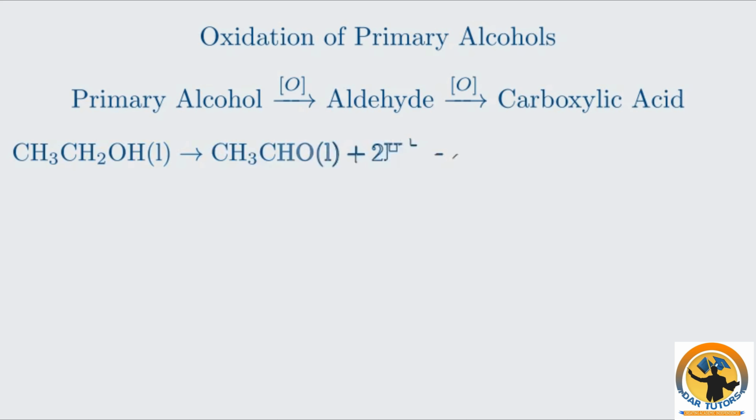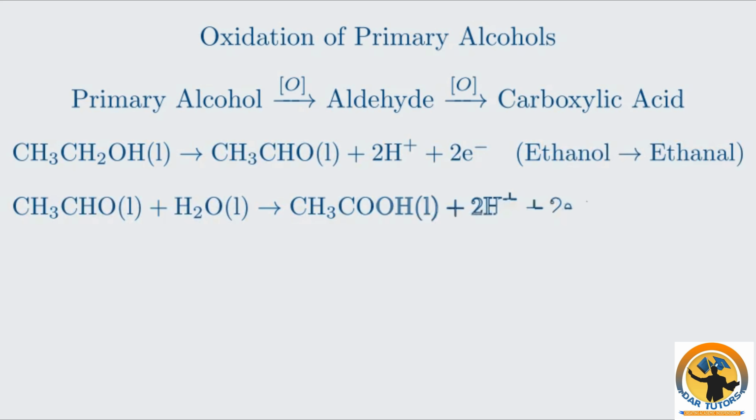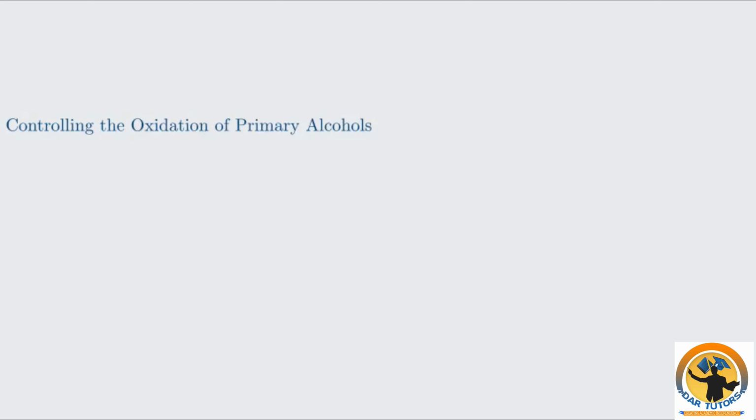For example, ethanol is a primary alcohol. Mild oxidation produces ethanal, an aldehyde. If we heat ethanol under reflux with excess oxidizing agent, it is further oxidized to ethanoic acid, a carboxylic acid. This is the process that turns wine into vinegar. The beauty of organic synthesis is that we can control the outcome. By selecting the right conditions, we can stop the oxidation at the aldehyde stage.